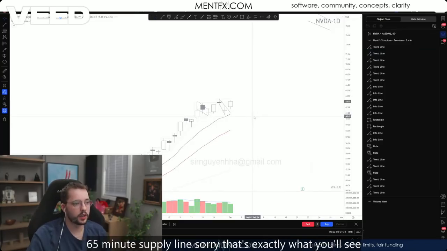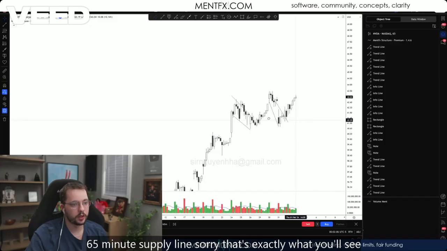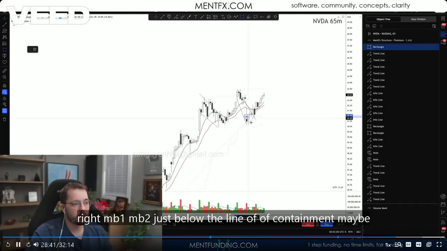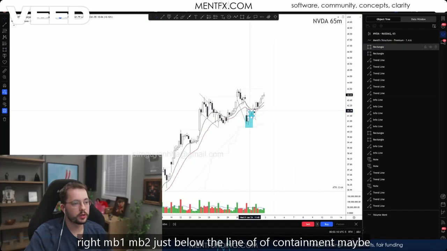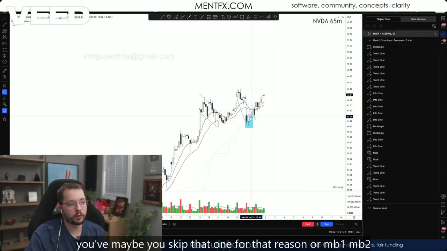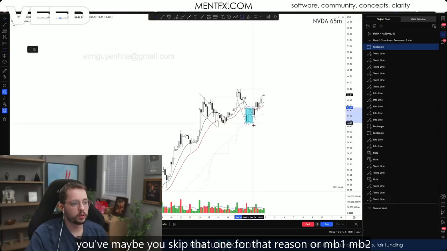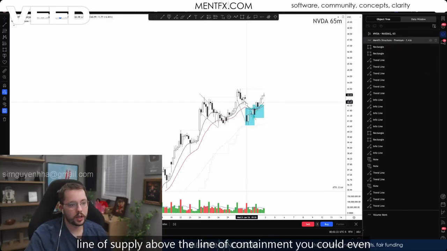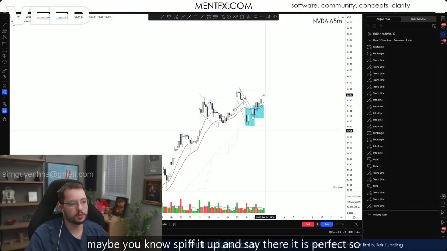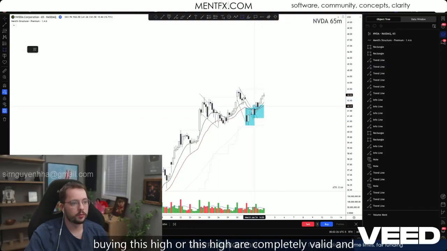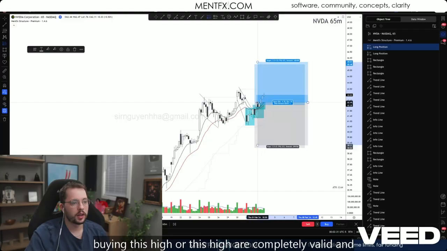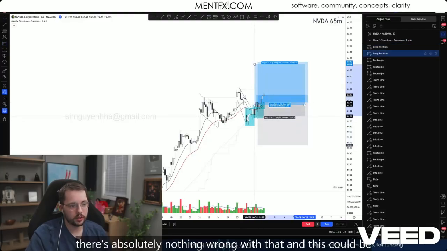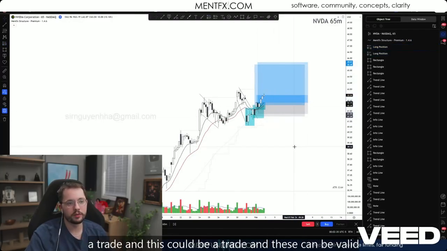So if I go to a 65 minute supply line, that's exactly what you'll see, right? MB1, MB2, just below the line of containment. Maybe you skip that one for that reason, or MB1, MB2, clearly at or above the line of supply, above the line of containment. You could even spiff it up and say there it is, perfect. So buying this high or this high are completely valid, and there's absolutely nothing wrong with that. And this could be a trade, and this could be a trade, and these could be valid trades.